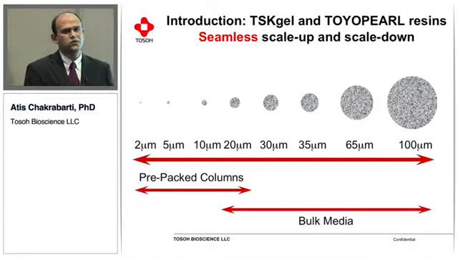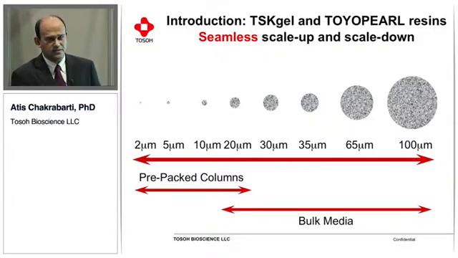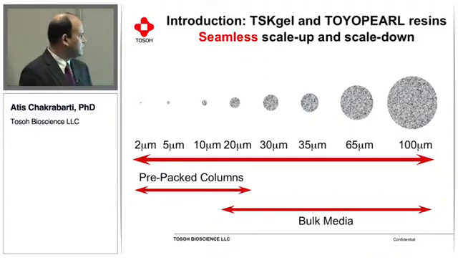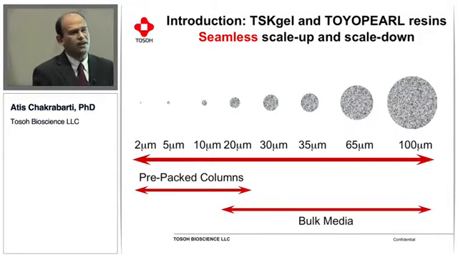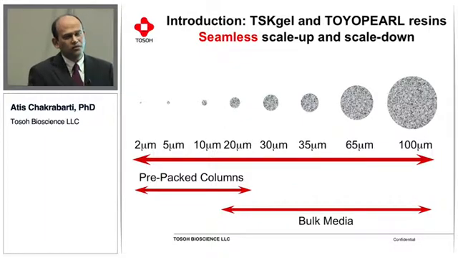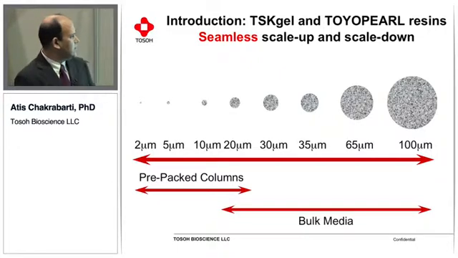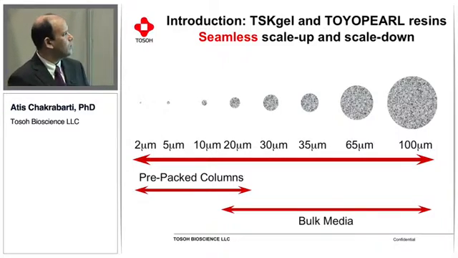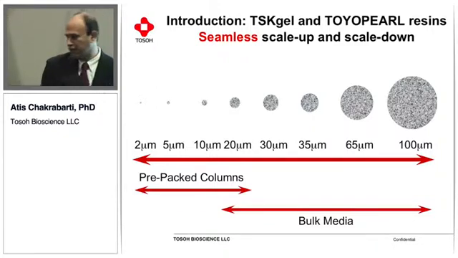This is just one slide to show that we have a broad range of particle size available through our inventory, and some of them are in pre-packed column form, and some of them are bulk media. Some of them you can actually get in both bulk media and pre-packed column form. We have from 2 micrometer to 100 micrometer, that wide range of particle size. So we have a scope of seamless scale up and scale down as you require.